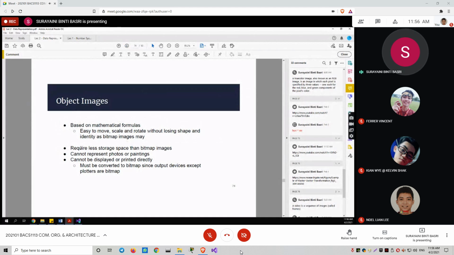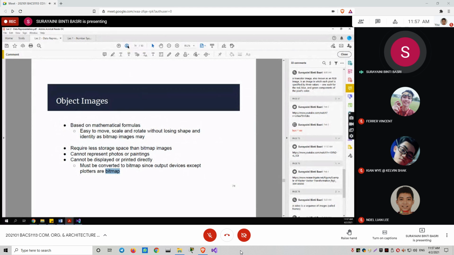Like I said just now, it requires less storage space than the bitmap, and it cannot represent photos or paintings. One of its disadvantages is it cannot be displayed or printed directly, because all output devices except plotters can only print the bitmap image. So when you want to print an object image, you need to convert it to bitmap first before you can print it. That is one of the disadvantages.